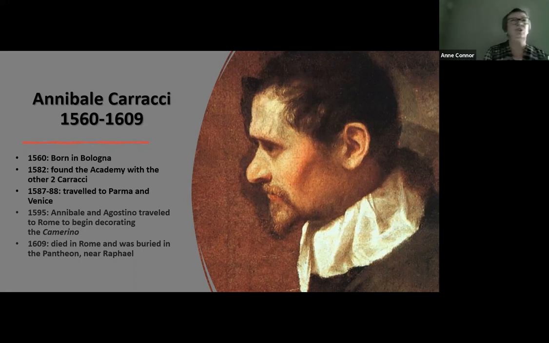Okay, so the third of the cousins, Annibale Carracci, the youngest of the three, born in Bologna in 1560, founded the Academy with the other two. Their dates differ, so I say early 1580s. He traveled to Parma and Venice in 1587-88. And imagine, for an artist, being a direct witness of all the art that existed in Venice and Parma at the time. They were given access. When they were artists, other artists there would help give them access if it wasn't in the scuola or in a church.